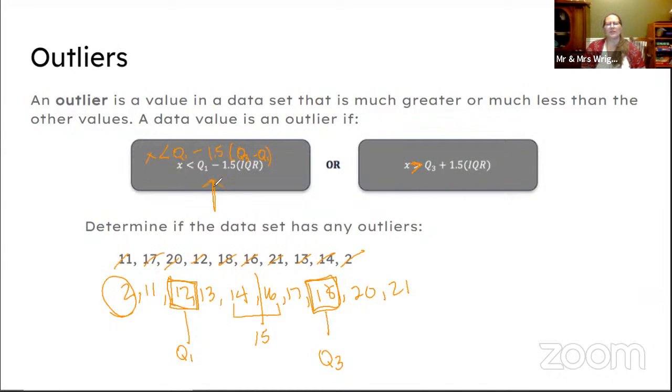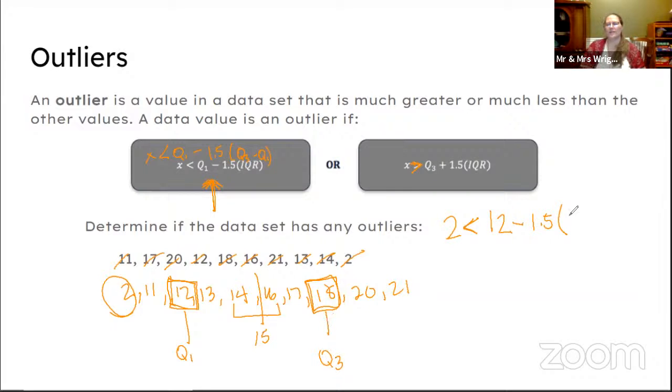So I'm going to specifically look at this formula. If it was on the higher end, I would use the opposite formula. So what I'm going to do is see if this statement is true. I'm going to put 2 where the X is, because that's what I'm looking at. And I'm going to have a less than. Now the next thing I'm going to fill in is quartile 1. What is quartile 1? It's 12. Okay. And then in my parentheses, I have minus 1.5 times, and then in my parentheses is IQR, which I happen to know is quartile 3 minus quartile 1.